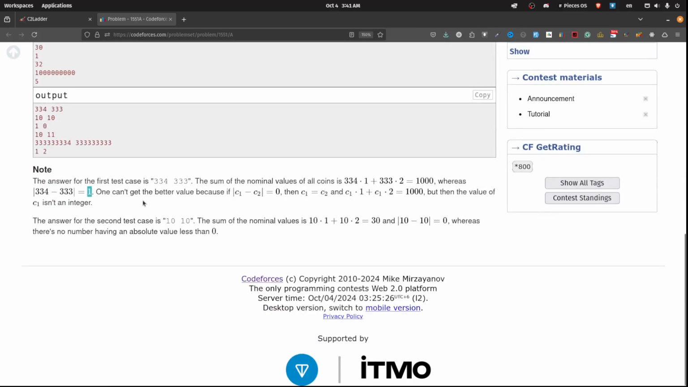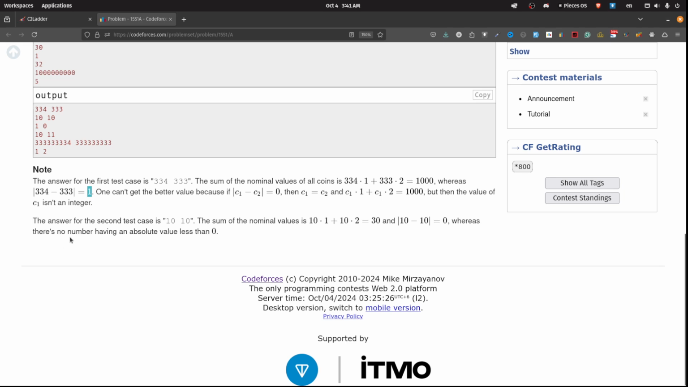This is the minimum value, since I have to take the minimum one. One can't get a better value, because if the absolute value of c1 minus c2 equals 0, then c1 is equal to c2, and c1 times 1 plus c1 times 2 equals 1000, but then the value of c1 isn't an integer. So the difference is the minimum.